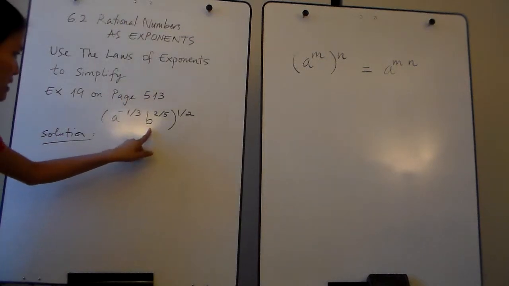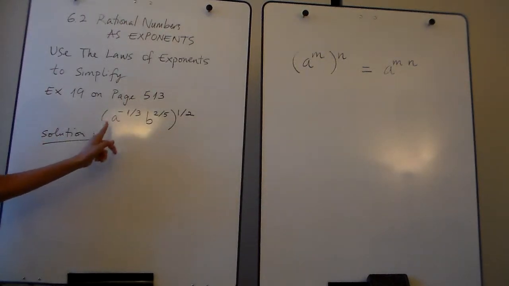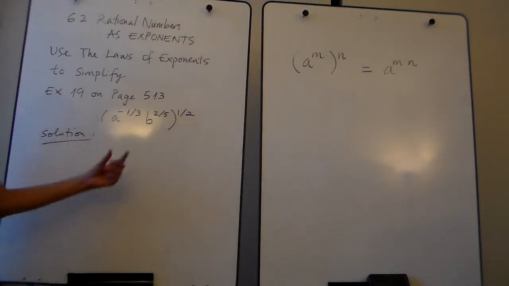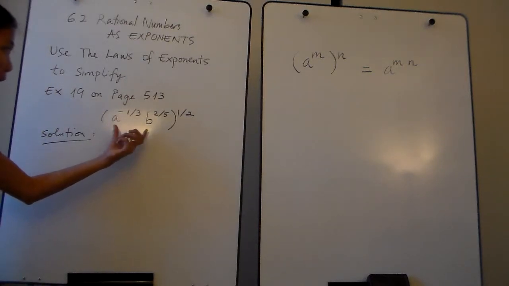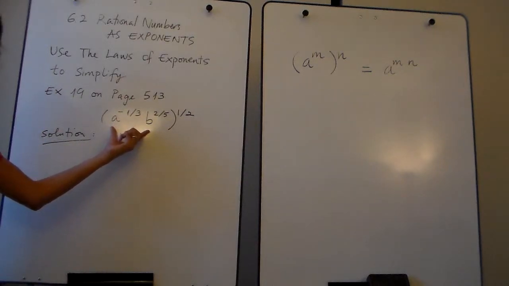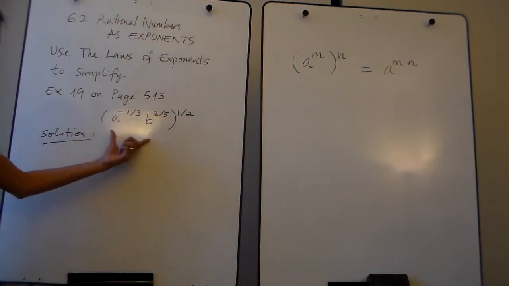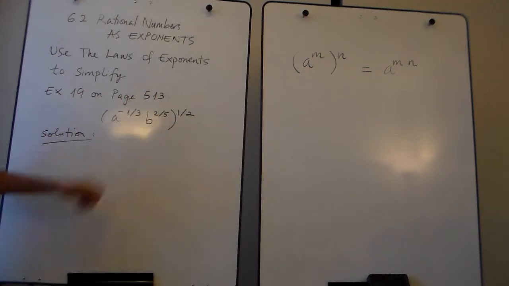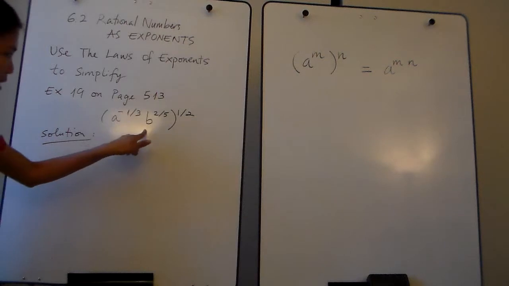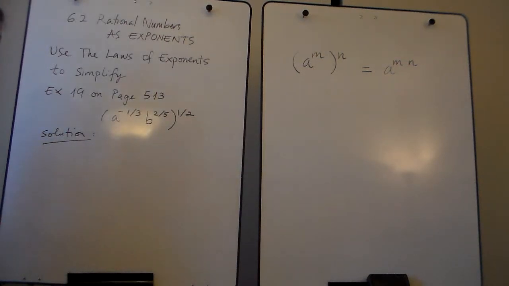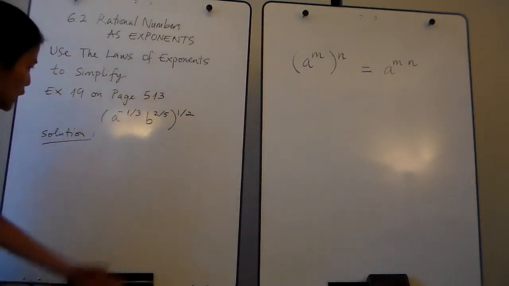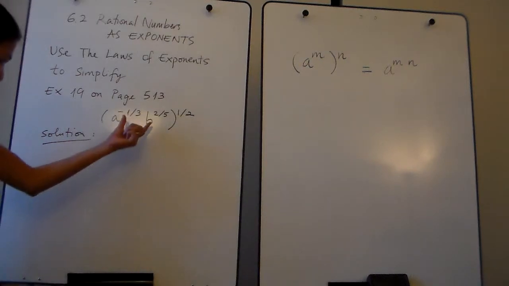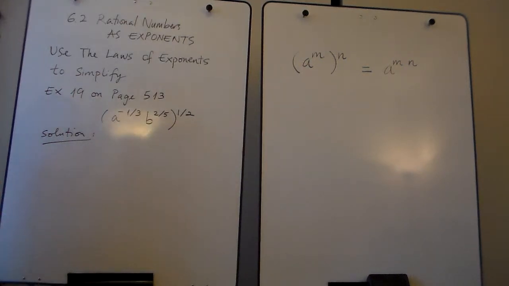So A and B are different. That means you cannot combine these two. Normally, if you have A here, you can combine by adding the two exponents. But because you have different bases, A and B, you cannot use the law of exponents that combines these two variables by adding the exponents. So leave as is, and you cannot combine.